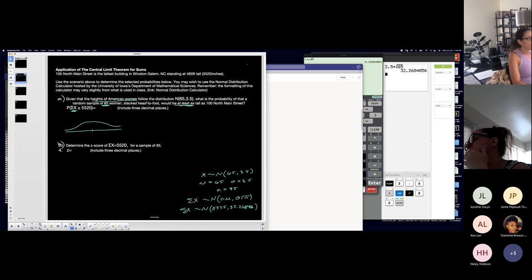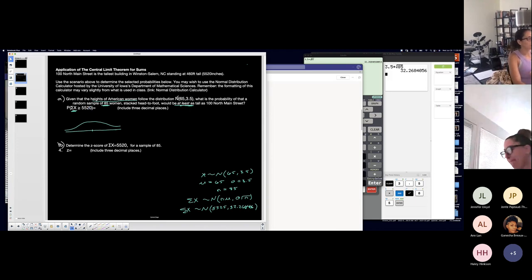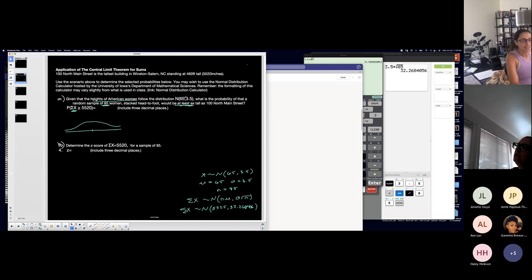They told us 5520 for a reason. I'm assuming that 65 and 3.5 is in inches and not in feet, because units are important. They gave me the height of the building in feet and in inches. If they didn't tell me this, I'd have to decide which one to use, 460 or 5520. They should have given us units here, but you can tell that 65 is not feet. The average height of women would not be 65 feet, it would be 65 inches. So we would use this value in inches.